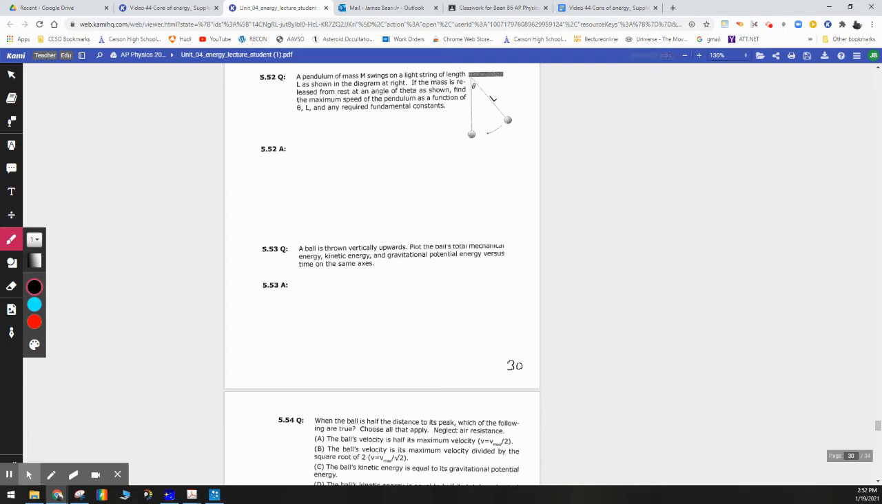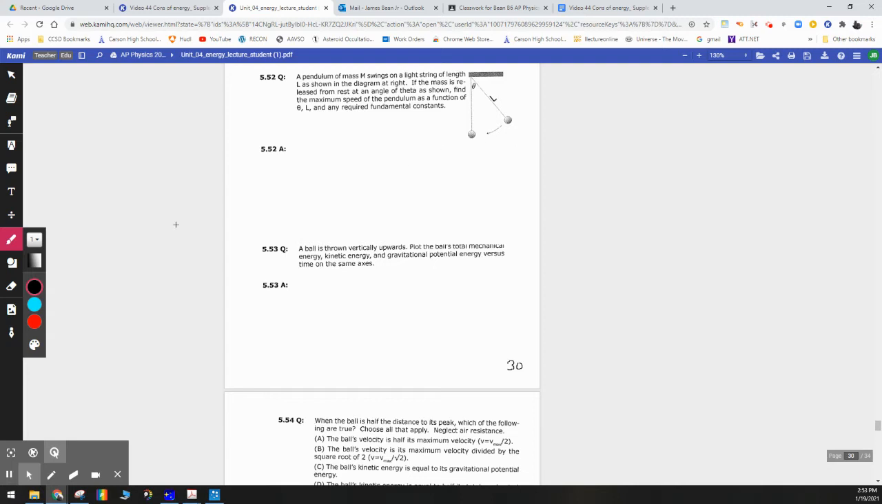5.52 here is asking us: a pendulum of mass m swings on a light string of length L, and it goes back and forth. It says if the mass is released from rest at an angle of theta as shown, find the maximum speed of the pendulum as a function of theta, L, and any required fundamental constants.